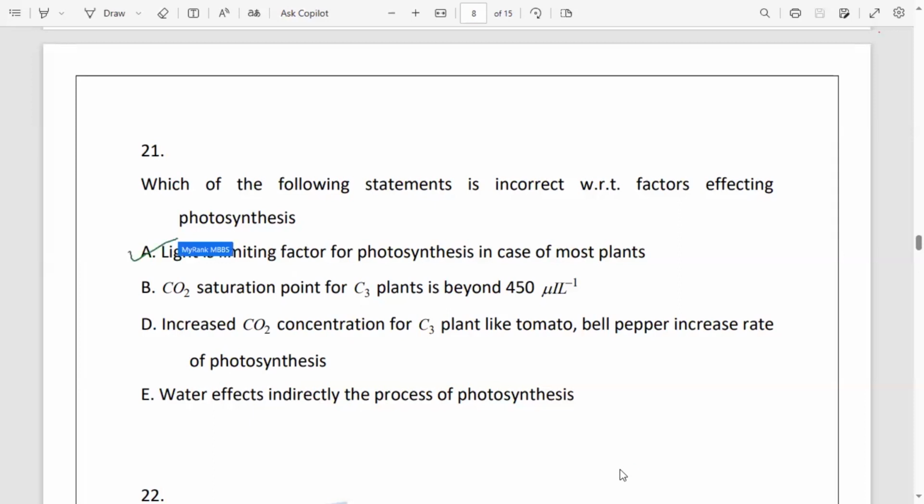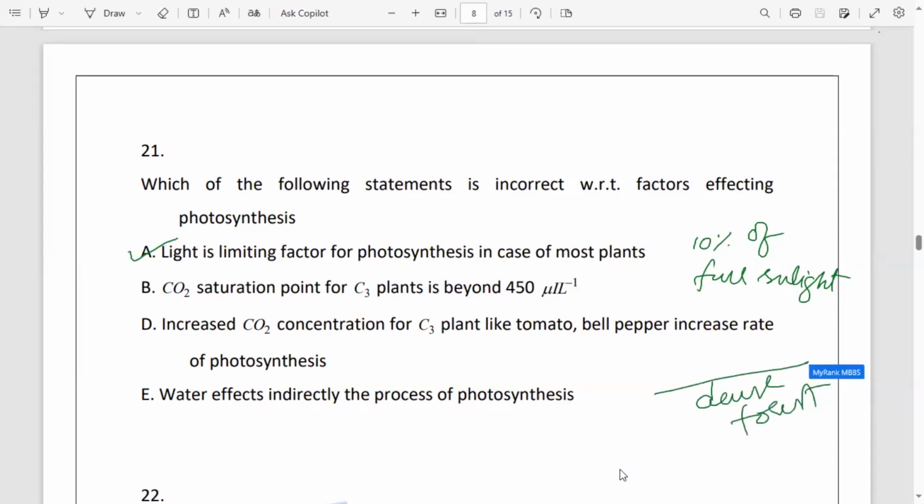How? In the sense, leaves of the plants show saturation at 10% of full sunlight. It is clear that for the majority of the plants, light is not a limiting factor, except for those plants which grow in dense forests and in shade places. There it can be a limiting factor. For most of the plants, it is not at all a limiting factor. So option A is incorrect.